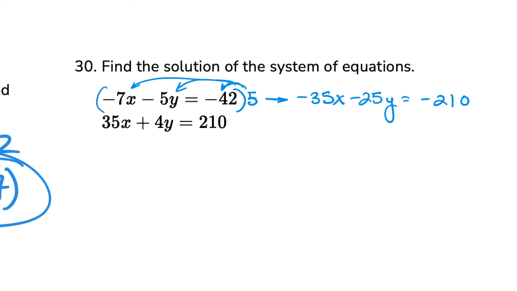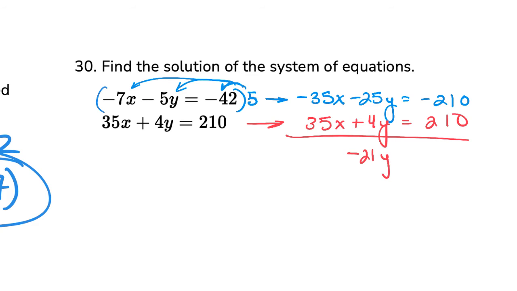There we go. Line it up with my other equation. Don't have to mess with it at all. This is going to be nice. Negative 21y equals 0. Divide by 21 or negative 21, you get 0. So I know y is 0, so I plug it into the first equation for y.